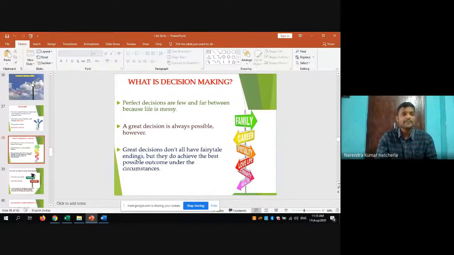Let's see. Perfect decisions are few and far between because life is messy. You know that life is all about messy. Many a time we come across situations where we are supposed to take our decisions abruptly. But remember carefully, perfect decisions are few and far between, because life is messy. Next, a great decision is always possible, however. It is true.